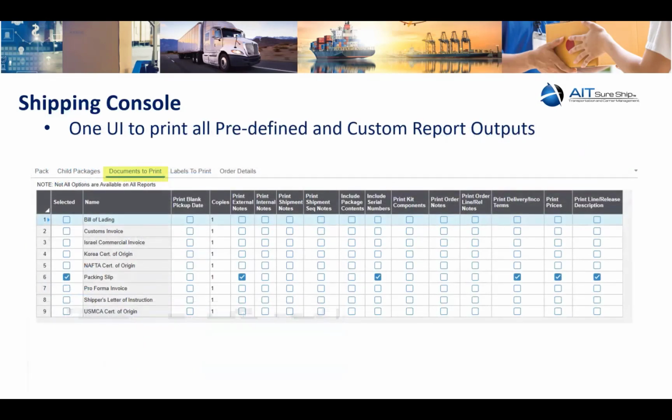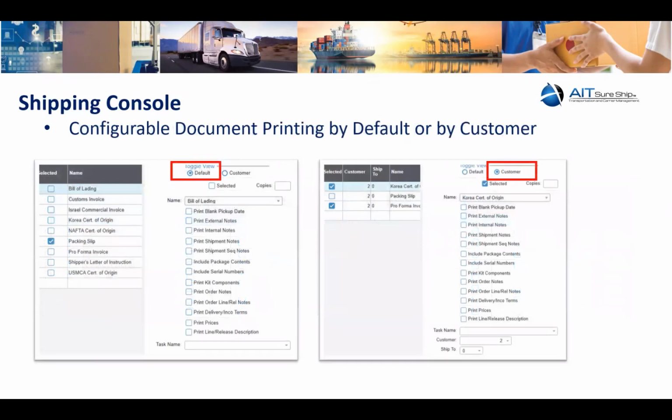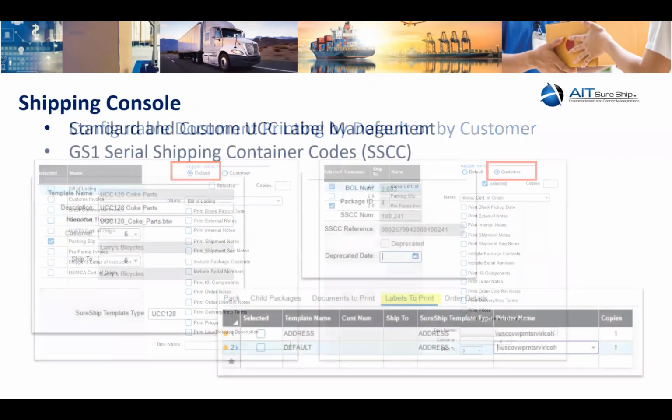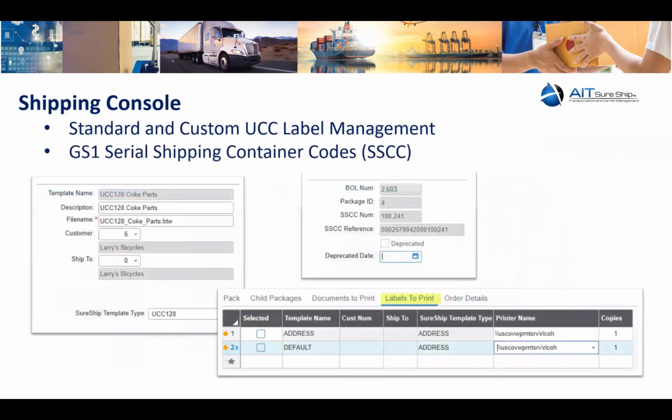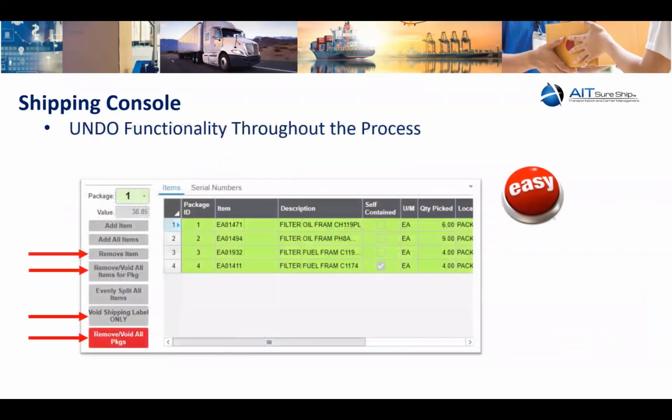Documentation and paperwork. In the process, we've got it set up so that you can print all of your paperwork and define what that is at the point of shipping in the console. That is definable as a default or by a customer as well, so that you can have individual documents by customer if they require it. As well, we can do the shipping labels and non-shipping labels, like the UCC labels, and that again is defaulted or set up on a customer by customer basis.